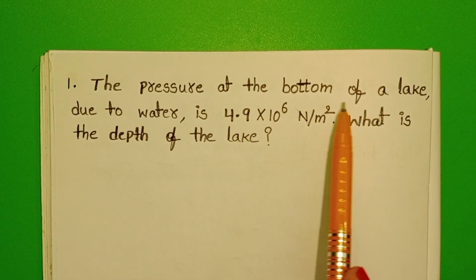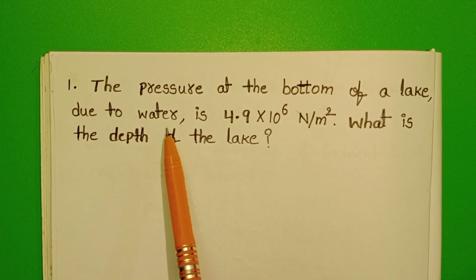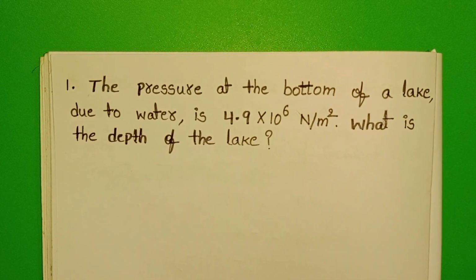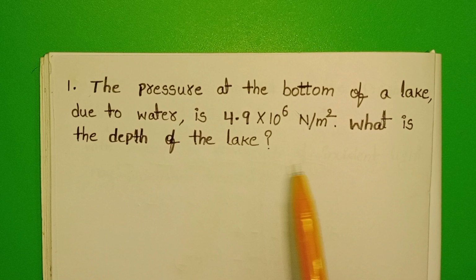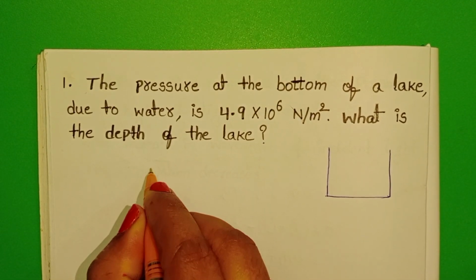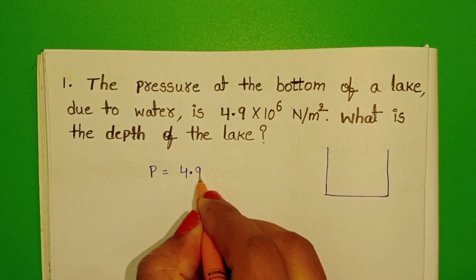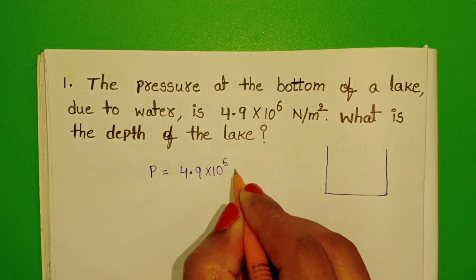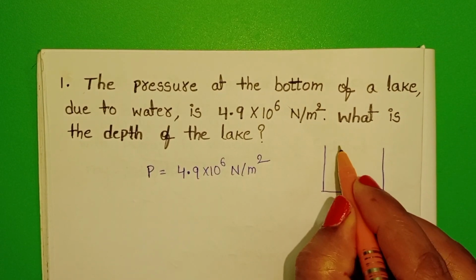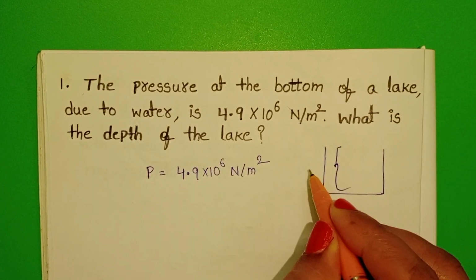The pressure at the bottom of a lake due to water is 4.9 into 10 power 6 Newton per meter square. What is the depth of the lake? In the given question, we know the pressure is 4.9 into 10 power 6 Newton per meter square. We have to find out the depth of the lake.